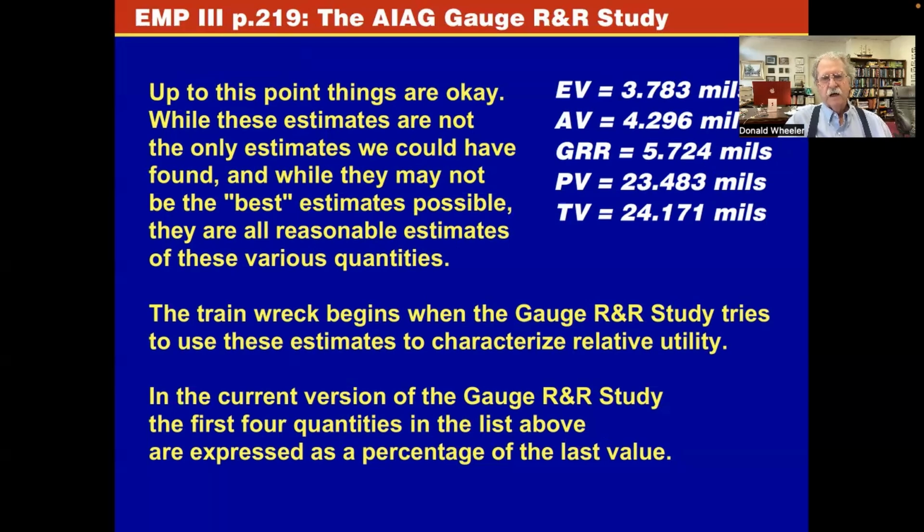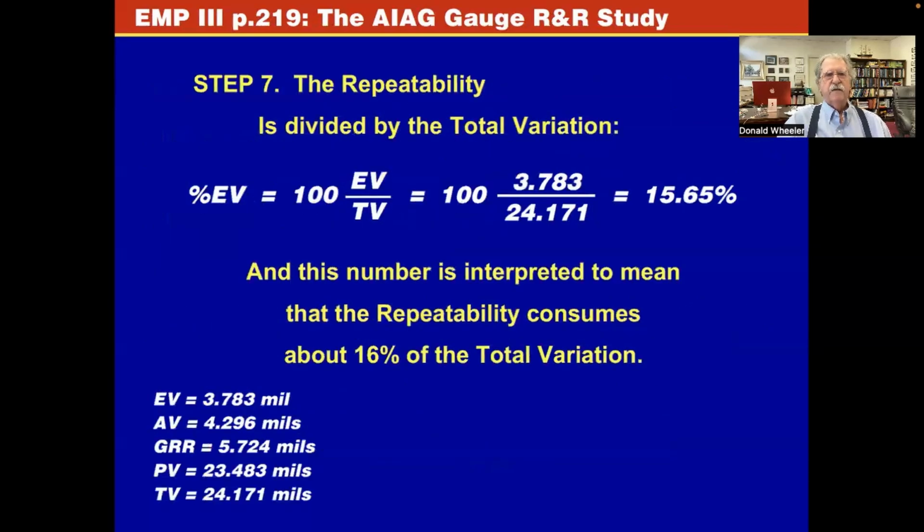The train wreck begins with step 7, when the gauge R&R study tries to use these estimates to characterize relative utility. In the current version of the gauge R&R study, the first 4 quantities in the list above are expressed as a percentage of the last value. So, step 7, the repeatability is divided by the total variation, 3.78 over 24.2, and this number is interpreted to mean that repeatability consumes about 16% of the total variation.